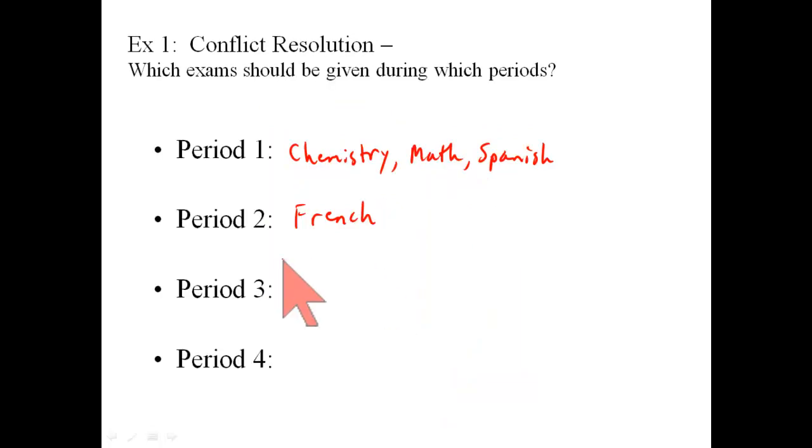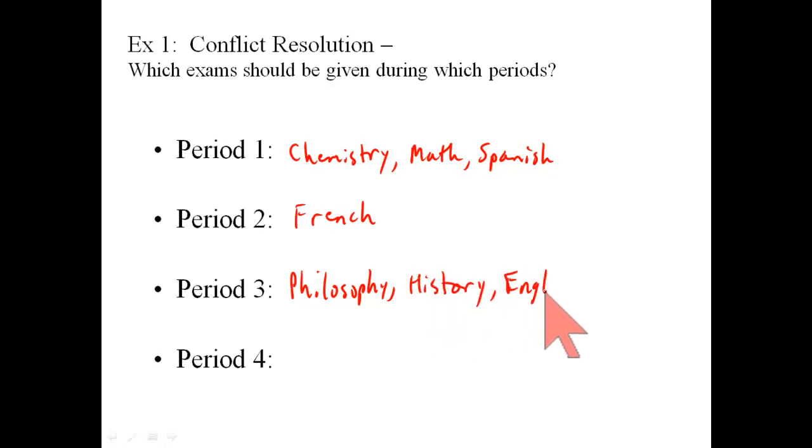Period 3 could be philosophy, history, and English. And then period 4 we needed for the Italian exam.